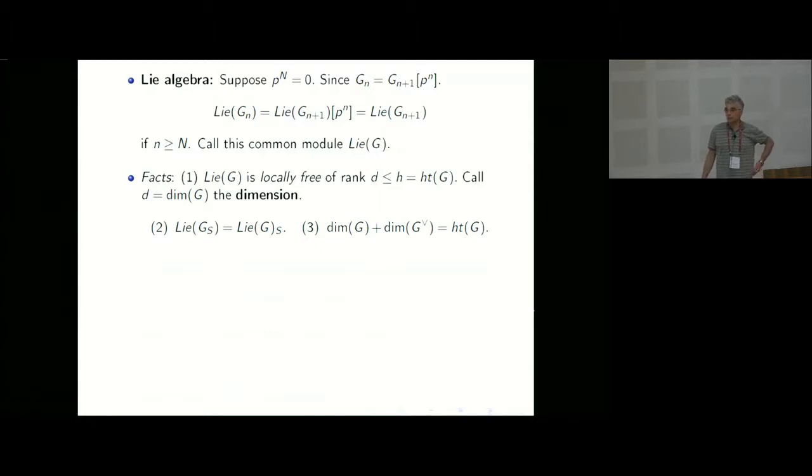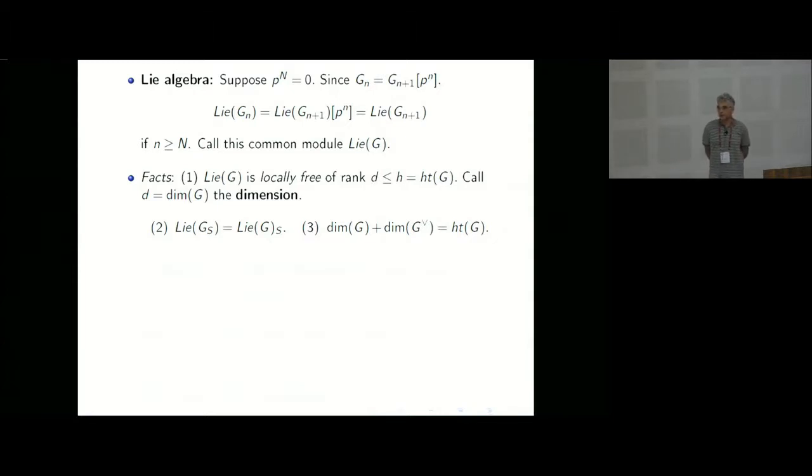And this, as I said, is very well behaved. It's a locally free module of rank d that is less than or equal to h. That was the height of G, and this d is called the dimension. That's how you define the dimension of the p-divisible group. It behaves well with respect to base change. The Lie algebra of the base change of G is the base change of the Lie algebra. And the dimension of G plus the dimension of its Cartier dual always add up to the height of G.